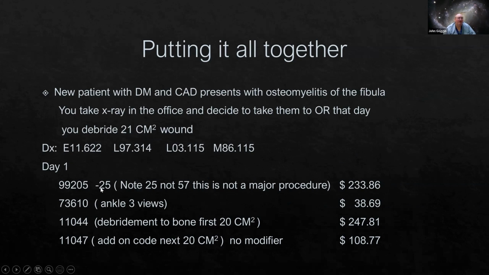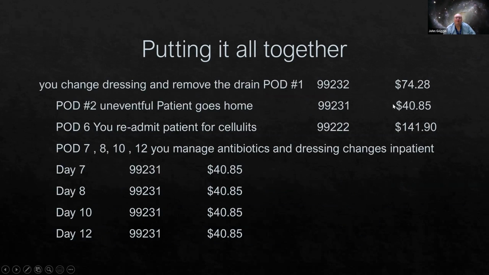In fact, I take that back. You wouldn't even need a 25 because these are now 0-day procedures, the debridement codes. At any rate, you take 3 views of their ankle. You debride the first 20 square centimeters. This is an add-on code, so there's no modifier for the add-on code. And then you get your evaluation and management for the post-op days. When you readmit them, that's a new patient hospital encounter. And then those follow-up encounters, all simple level 1s.